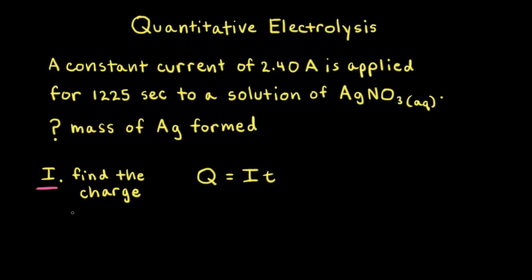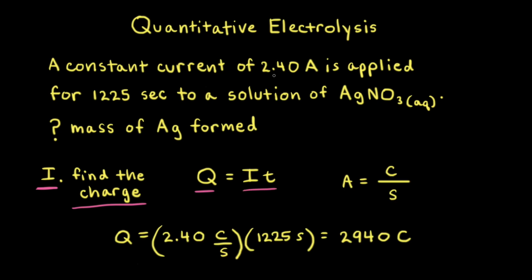So step 1 is to find the charge, and Q, the charge, is equal to the current times the time. So the current is equal to 2.40 amperes, and remember 1 ampere is equal to 1 coulomb per second. So we plug in 2.40 coulombs per second. And the time is 1,225 seconds. So we plug that in, seconds cancels out, and we get that Q is equal to 2,940 coulombs. So that's the charge that's transferred in that time period.